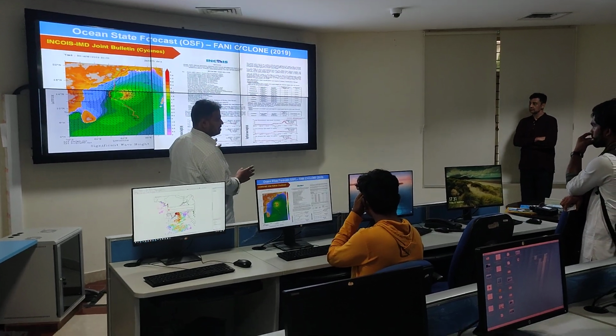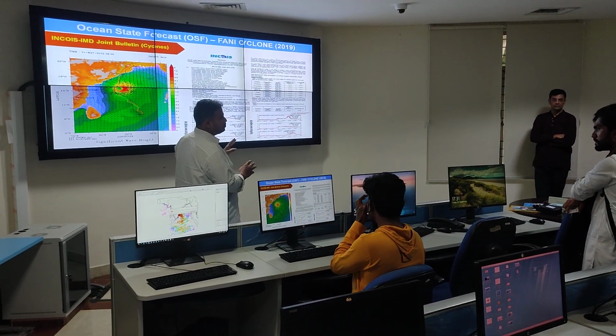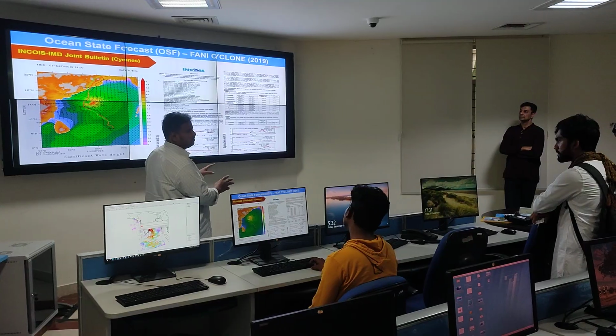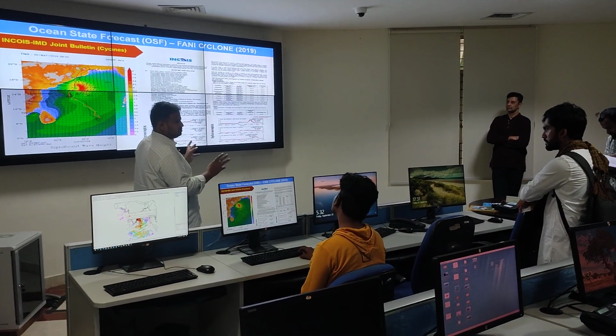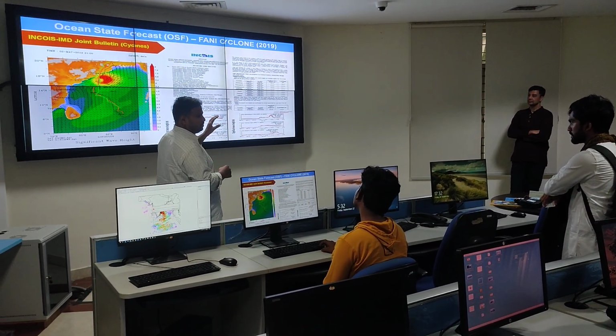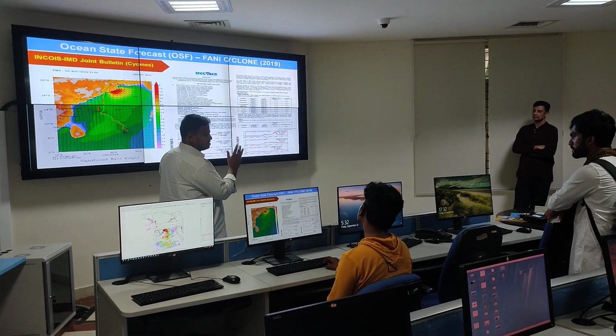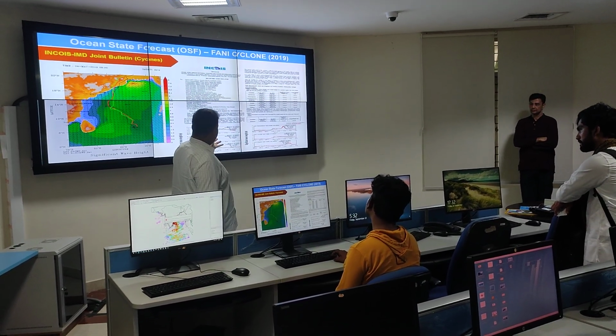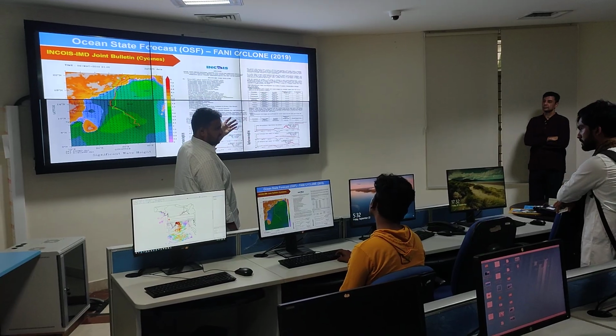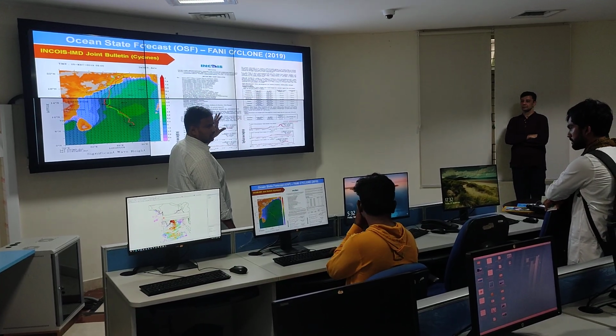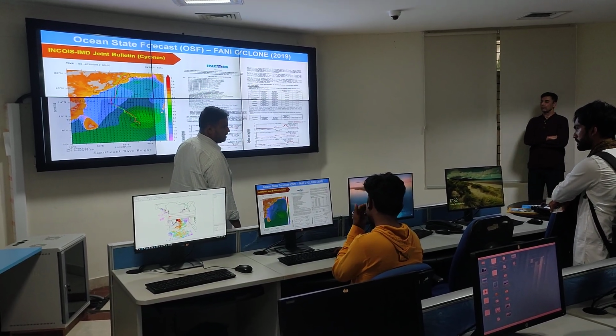We issue INCOIS-IMD joint bulletins. In the IMD bulletin, they will tell you about the track of the cyclone and the maximum sustained wind speed. But they won't mention what the condition is in the ocean. But the stakeholders in the ocean, like oil and gas companies and others, need this wave height information.